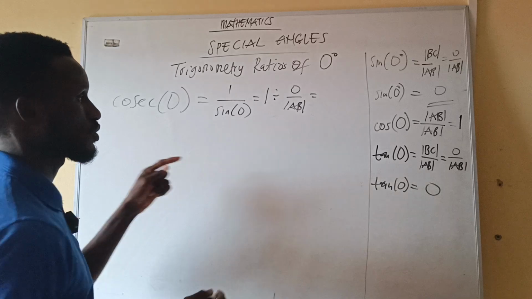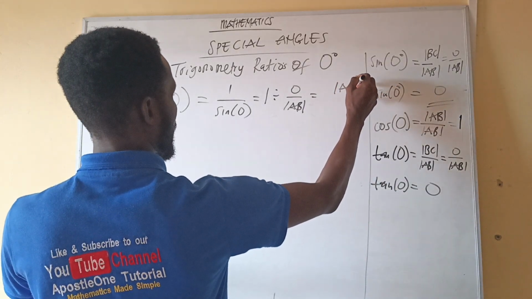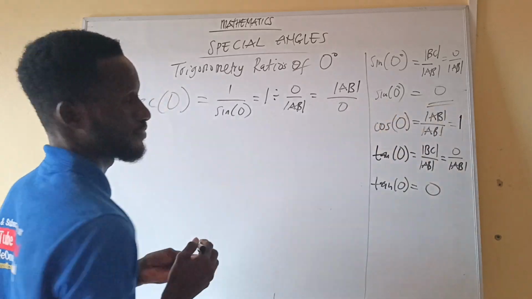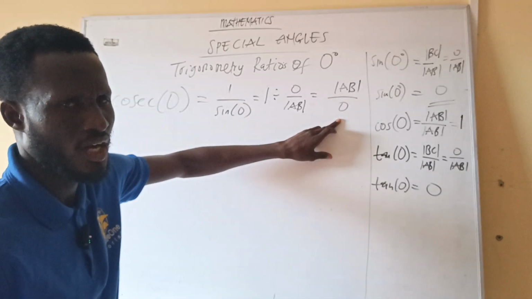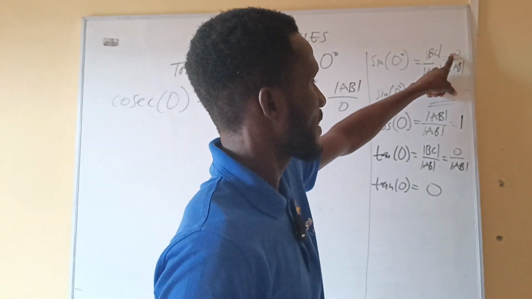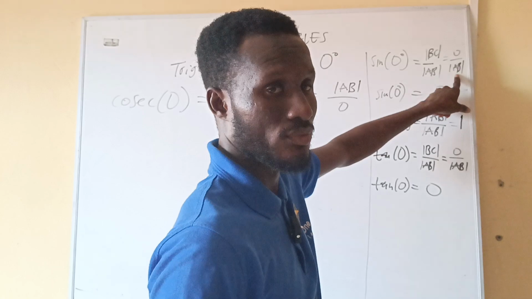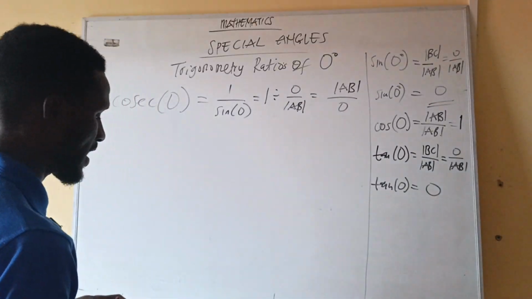Now this one will be the same as AB divided by 0. Now, any number divided by 0 is undefined. I hope you understand, yes. Because this one is 0 over what? You get it?